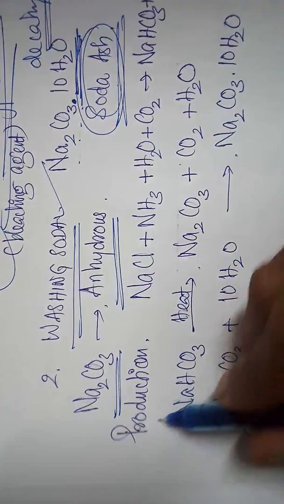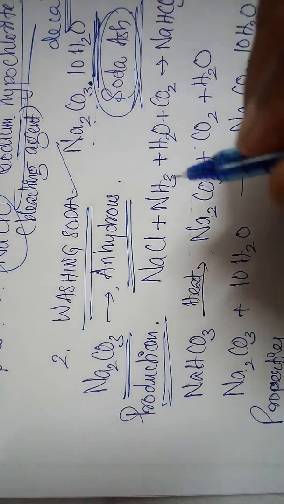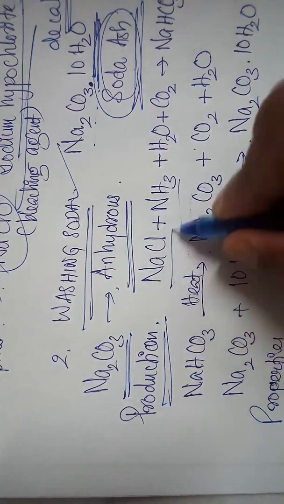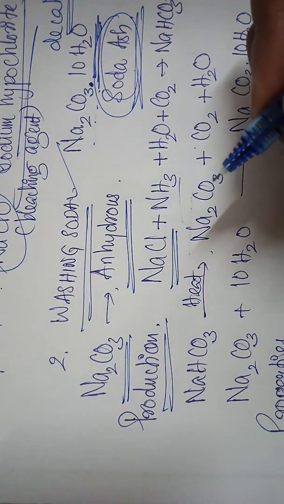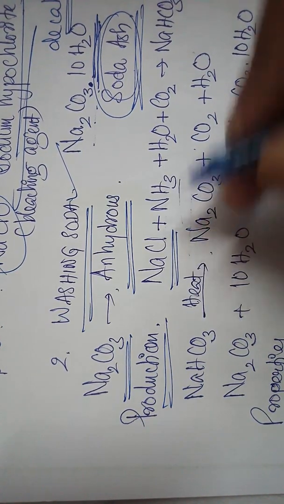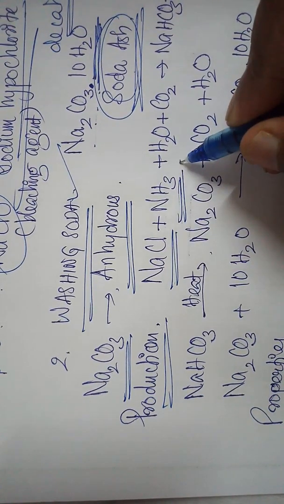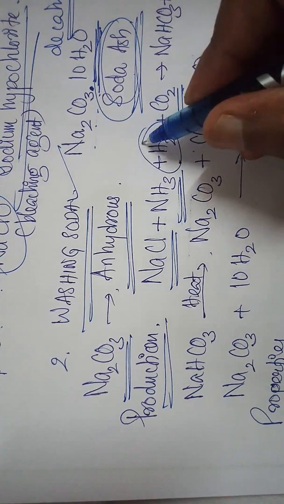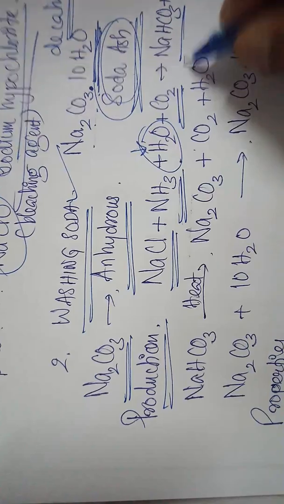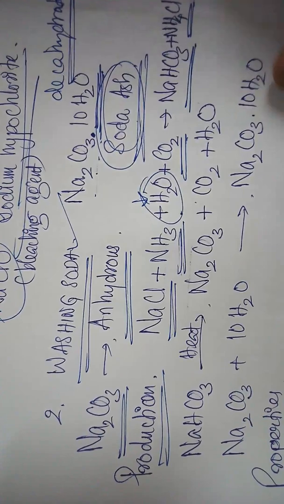Washing soda is produced from sodium chloride in the following steps, which I am referring now. A cold and concentrated solution of sodium chloride, otherwise we can say cold brine, is reacted with ammonia and carbon dioxide solution. So water is present there, that you know. That will form sodium hydrogen carbonate, NaHCO3, and NH4Cl. Ammonium chloride will be formed.